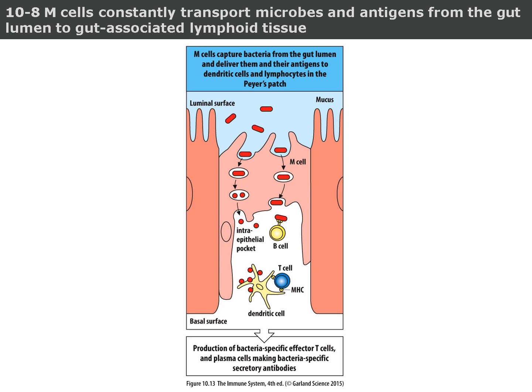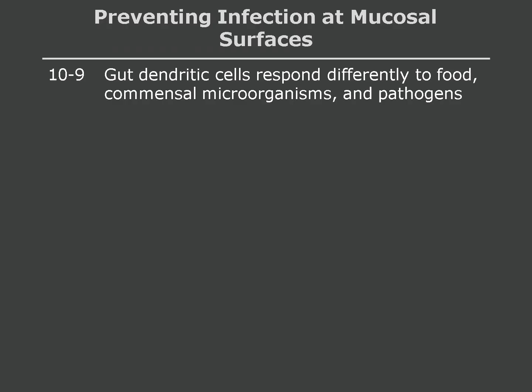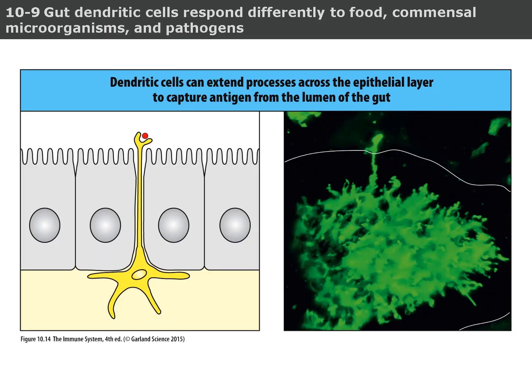This interaction results in the production of bacteria-specific effector T cells and plasma cells that secrete bacteria-specific antibodies. This pathway is critical for initiating adaptive immune responses in the gut and maintaining a balance between tolerance and defense against pathogens. Gut dendritic cells respond differently to food, commensal microorganisms, and pathogens. Dendritic cells in the gut play a crucial role in immune surveillance and tolerance.